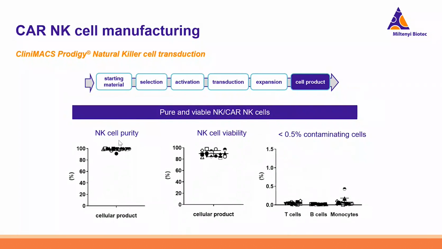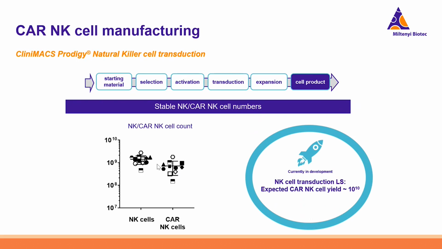At the end of the 14 days, we have a very pure NK cell product, very good viability, and most importantly, very little contaminant cells. And this is highly important because we're using NK cells in an allogeneic setting, meaning no threshold or there's no opportunity to have any contaminant cells. We have a very high amount of NK cells. These are around 1 times 10 to the 9 of total NK cells, and around half of them are CAR NK cells. We're also developing another process with a bigger chamber to have higher amount of CAR NK cells.